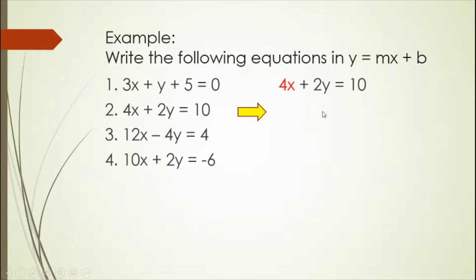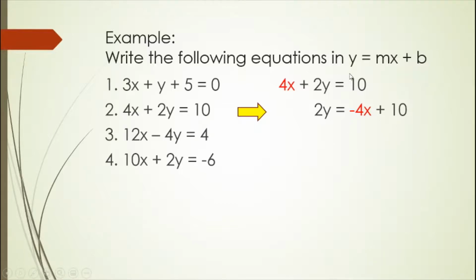So, again, always remember na gusto lang natin maiwan ay y on the left side of the equation. So, what we do is dapat maalis ang 4x. So, alisin natin yan by means of transposition. So, matitira dito ay 2y. So, dahil transpose natin ng 4x on the right side, ito ay magiging negative 4x plus 10.